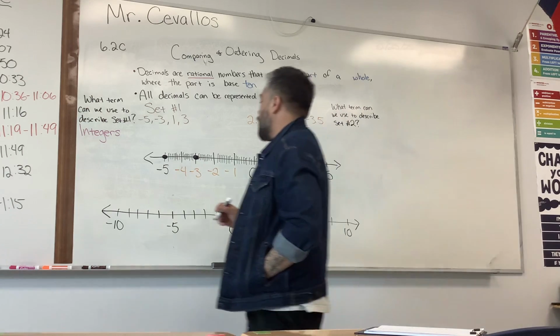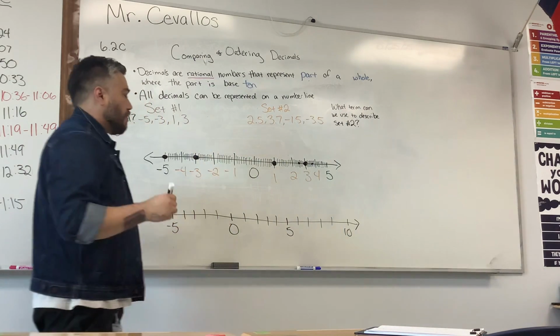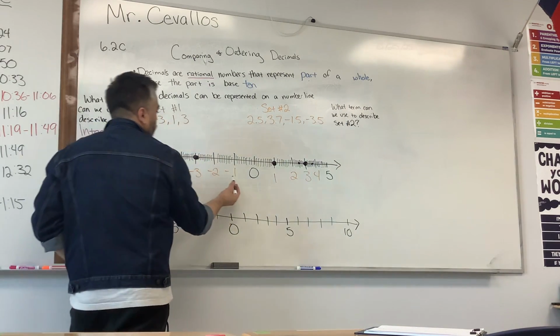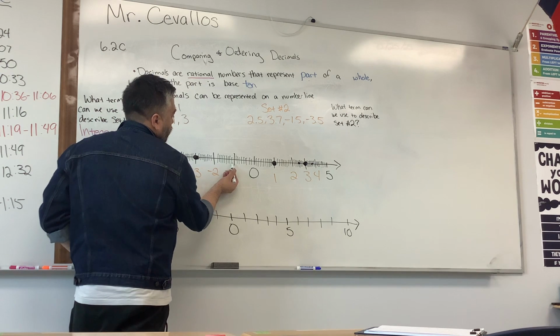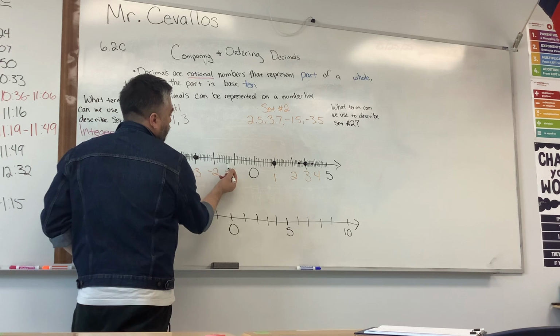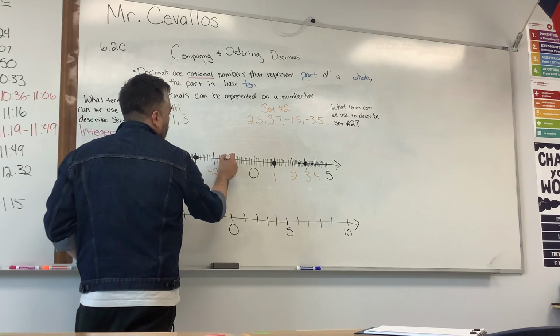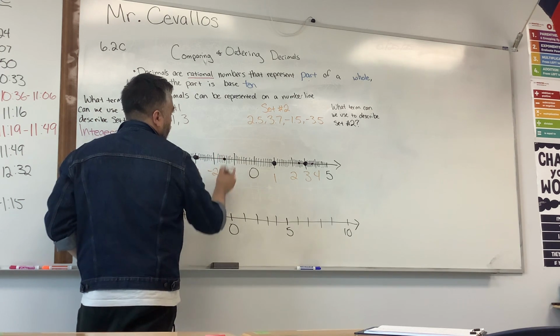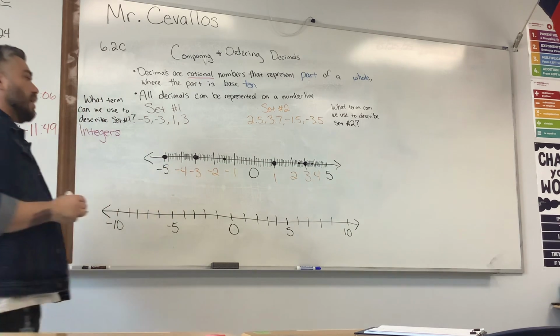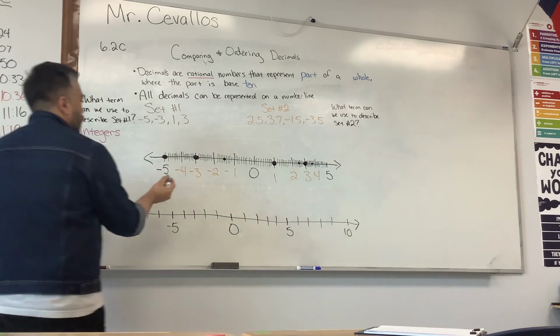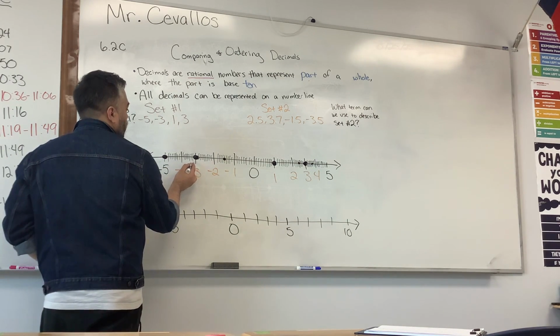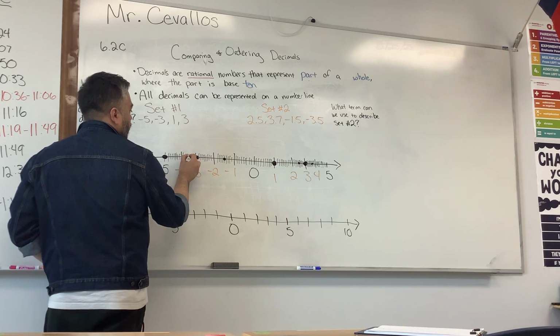-1 and 1/2, or -1.5. Negative 1, negative 1.1, negative 1.2, negative 1.3, negative 1.4, boom, negative 1.5. Again, there's that midway point. And then negative 3.5: negative 3, negative 3.1, negative 3.2, negative 3.3, negative 3.4, negative 3.5.